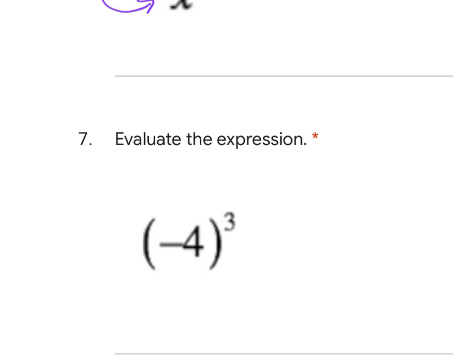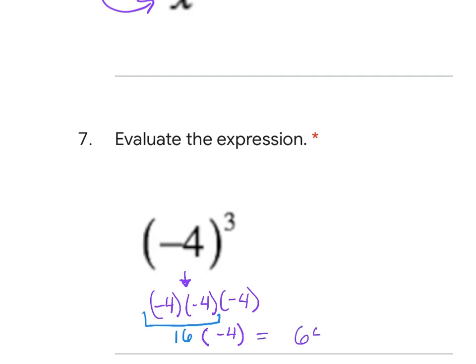Number 7, negative 4 to the third. Well, first I'm going to write out what this means. This means negative 4 times negative 4 times negative 4. So what is negative 4 times negative 4? Well, a negative times a negative is a positive, so that's going to be a positive 16. And then I have times this last negative 4 here. So 16 times 4 is equal to 64. And a positive times a negative is a negative. So my answer is negative 64.